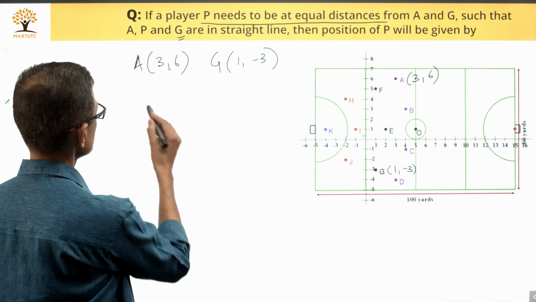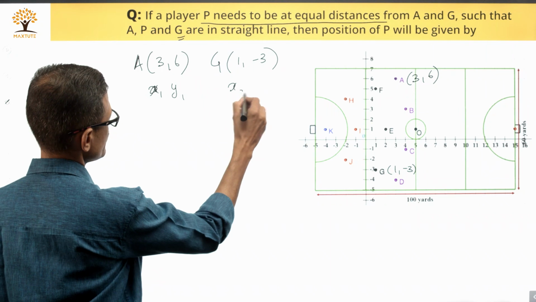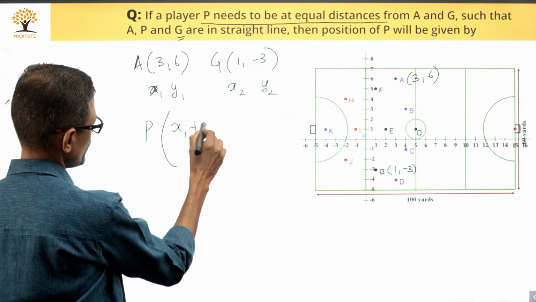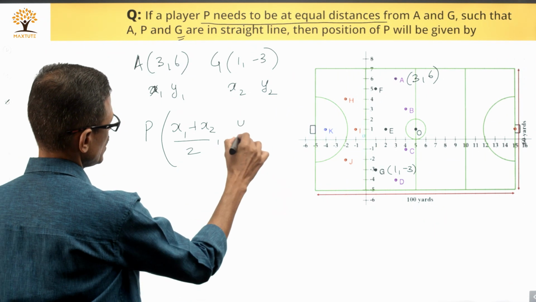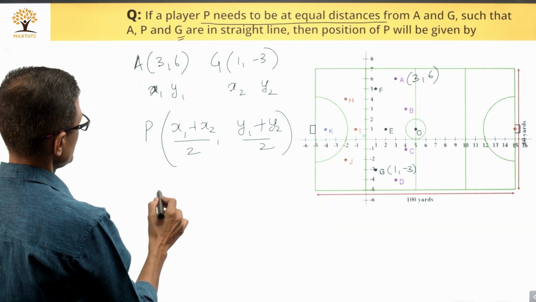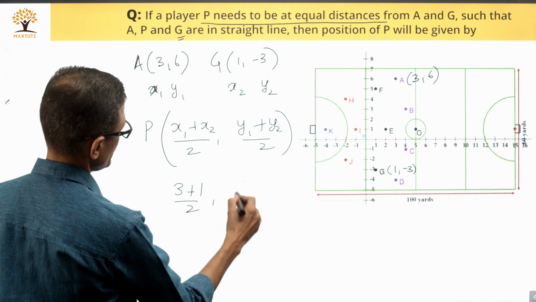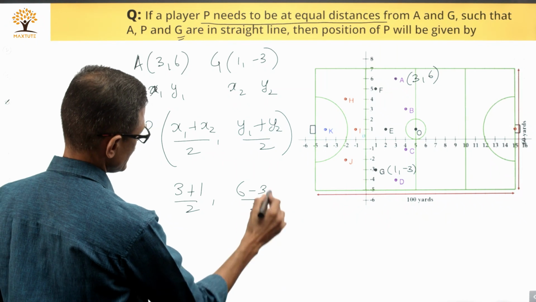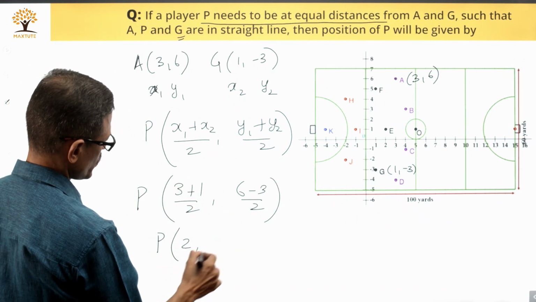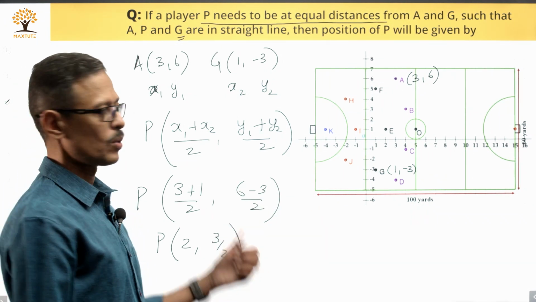So, what will be the coordinates of P? If the coordinates of A are x1, y1 and G are x2, y2, the coordinates of P, using the midpoint formula, will be (x1 plus x2) by 2, (y1 plus y2) by 2. That is 3 plus 1 divided by 2, and then 6 minus 3 divided by 2. So, coordinates of point P are 3 plus 1, 4 by 2 is 2, and 6 minus 3 is 3, 3 divided by 2. 2 comma 3 by 2 are the coordinates of point P.